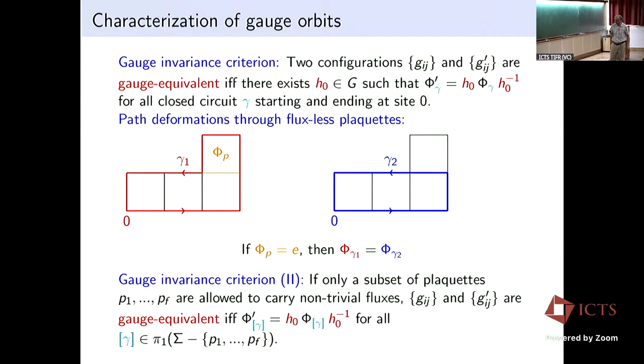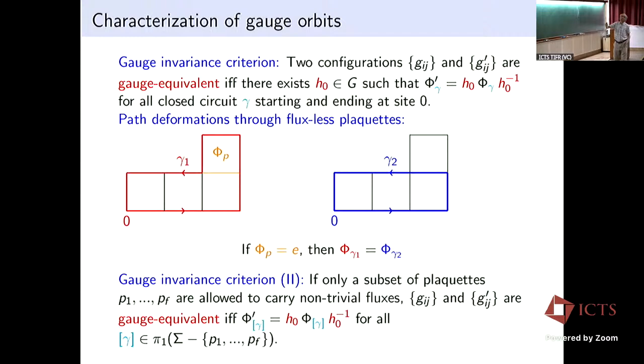So actually, there's a very interesting criterion to decide when two configurations, J and J prime, are in the same gauge orbit. It's if and only if there exists a single H0. So you imagine that you're looking at fluxes with a common origin, so that any closed loop starting and ending at 0 gives rise to conjugated fluxes, and the conjugating element has to be the same for all the loops.